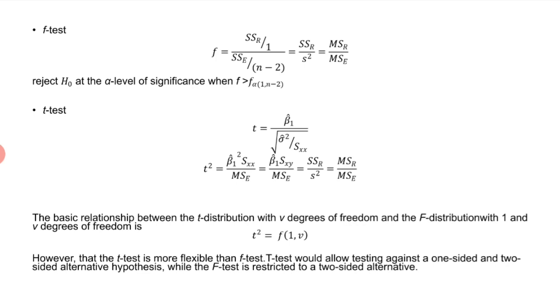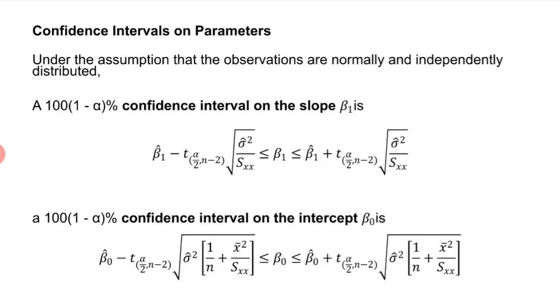Confidence intervals on parameters. You can see both formulas in the slide. The first one is the formula for the confidence interval on the slope b1, and the second one is the confidence interval on the intercept b0. You can see the difference between the formulas, under the assumption that the observations are normally and independently distributed.